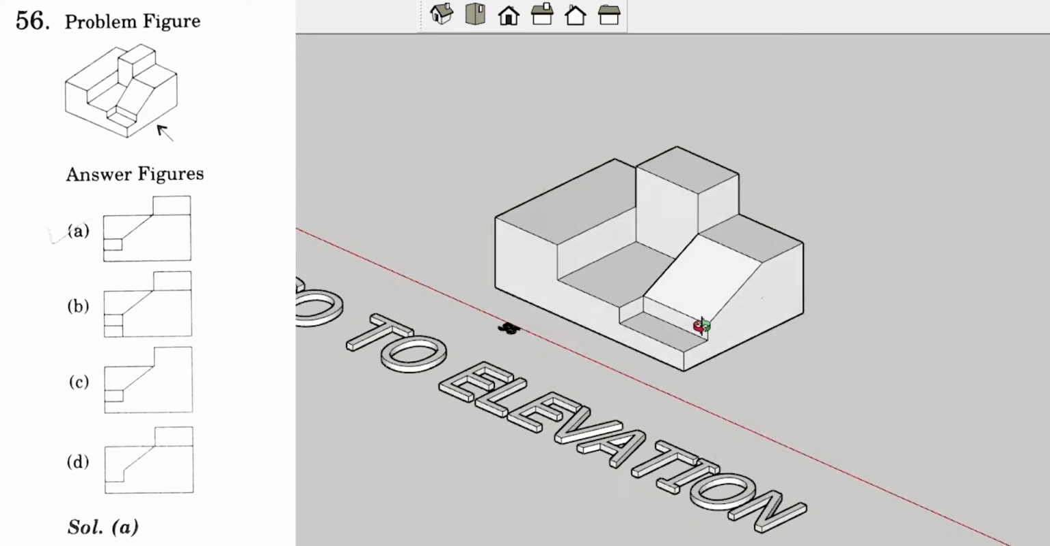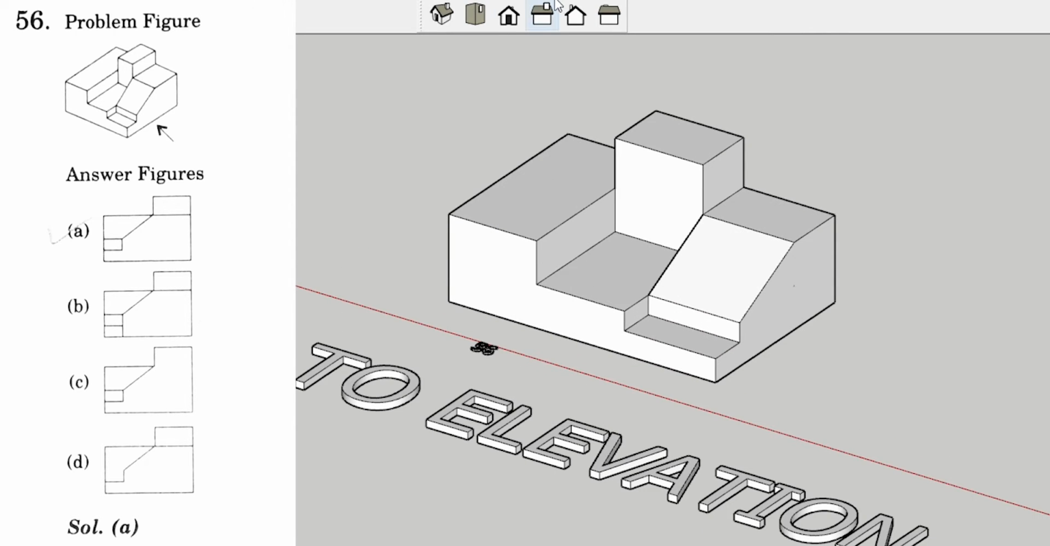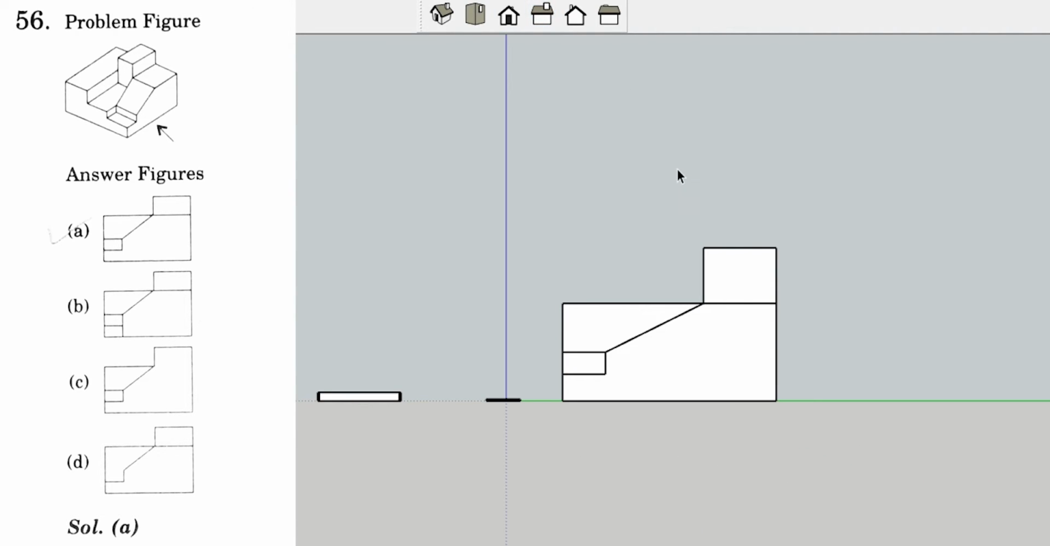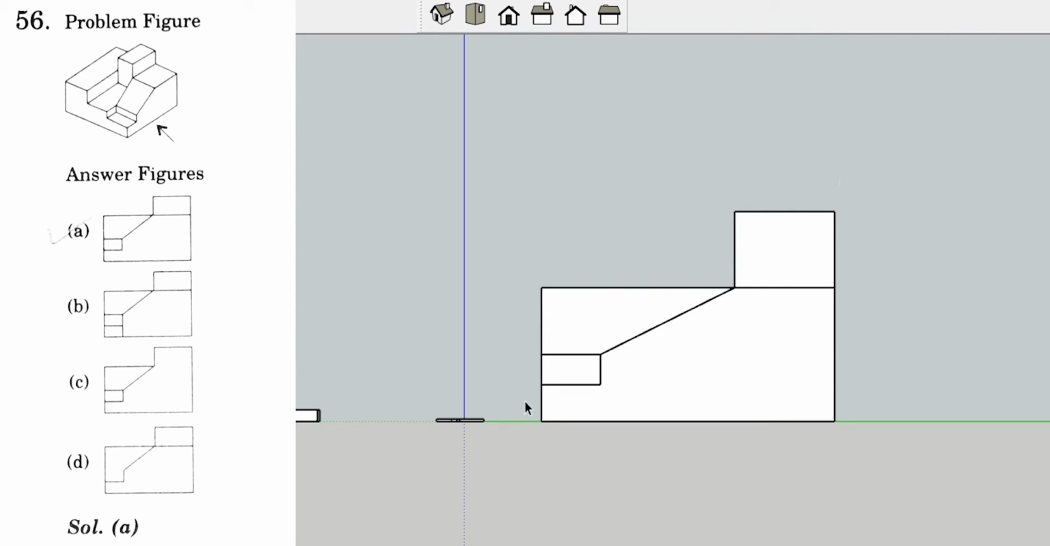So this is the model, and now when we shift to the right side, we can see that we got the elevation here. When we look at the options given in the question, we can see that option A is matching with the elevation that we got here. So the answer that we got is option A.